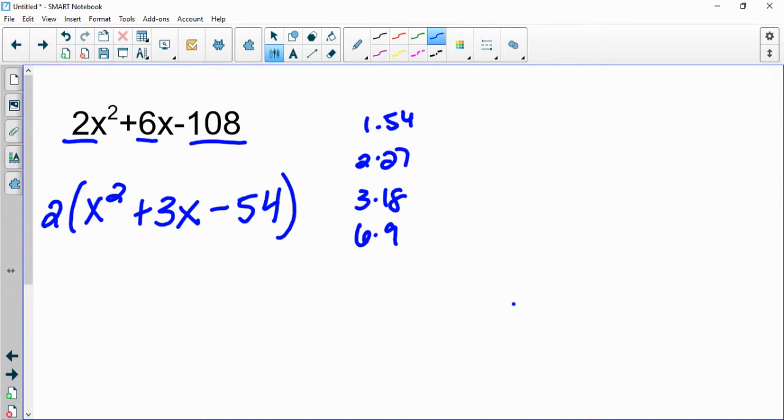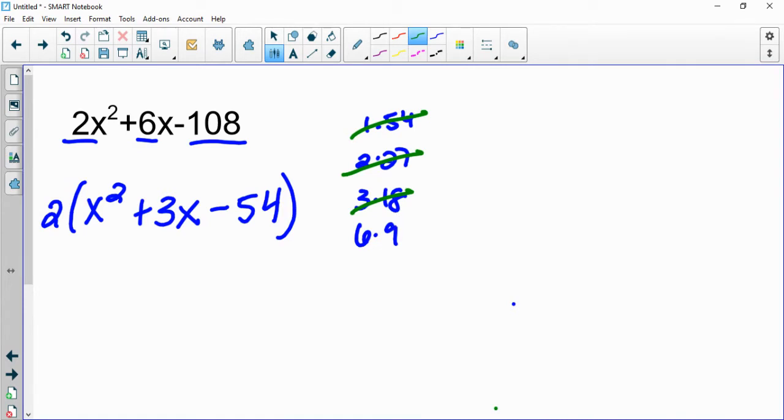Okay. So if we need to add together and get a positive 3, well, 1 and 54 is not going to give us a positive 3. So that's out. Same deal. 2 and 27 is not going to give us a 3, no matter how we add them together. So that's out. Same deal, 3 and 18. You can't get a 3 out of 3 and 18 when you add them together, so that's out. So we must need to pick the 6 and the 9.